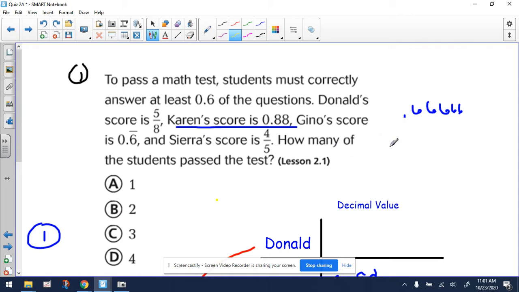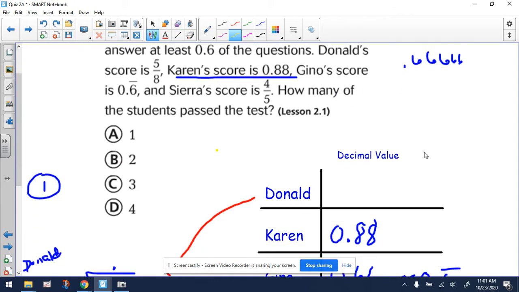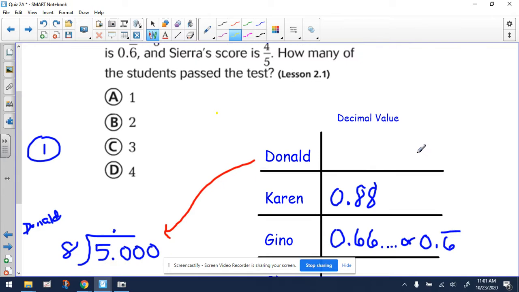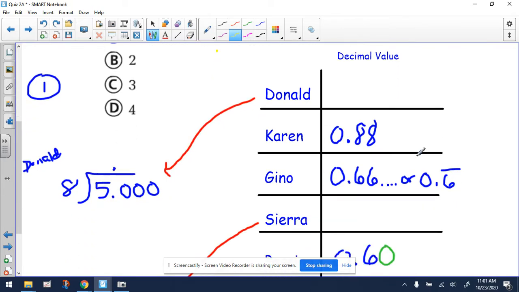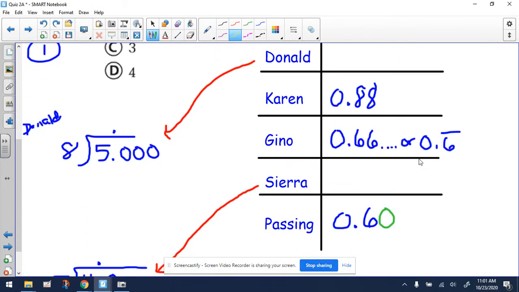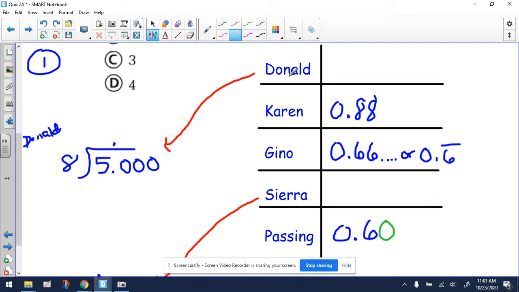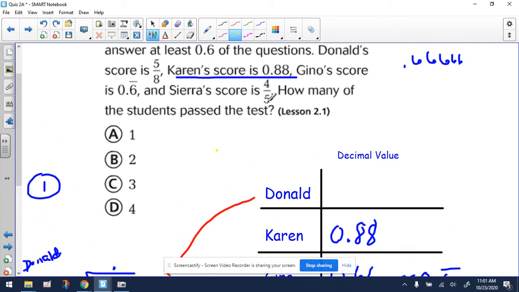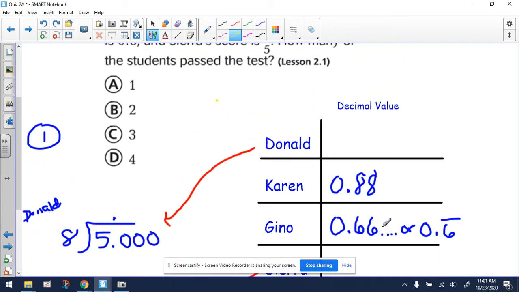So let's do this. Let's take each person's name. So we're dealing with Donald, Karen, Gino, Sierra, and then there's the score for passing. So what you need to do is write down all the people's names that they're talking about. And if we go back to the word problem, we just plug in the decimals that are given. So they give us Karen, that's right in the problem. So see, that's right here. Karen is 88/100. And they tell us Gino, remember the 6/10 with the bar, that means the 0.66666.